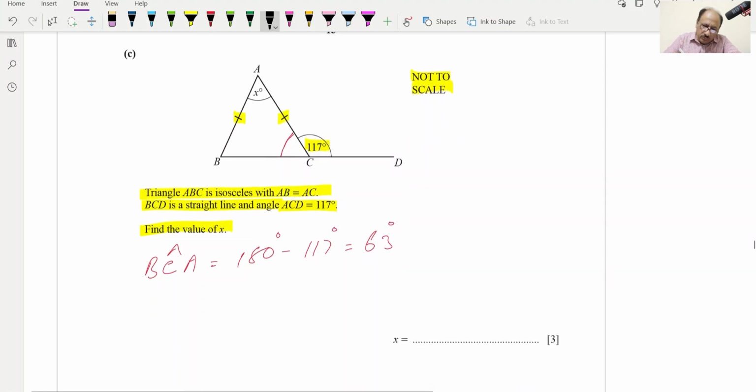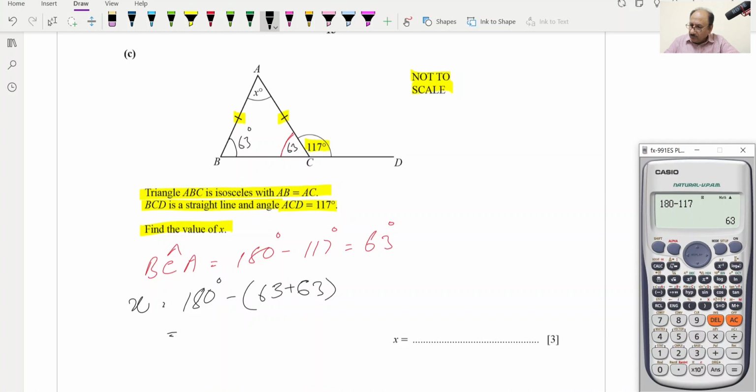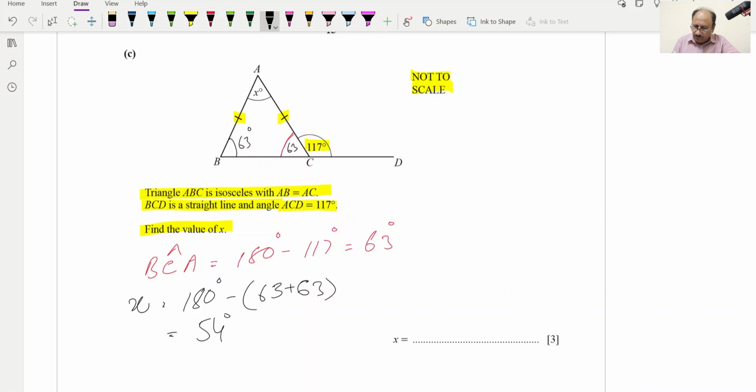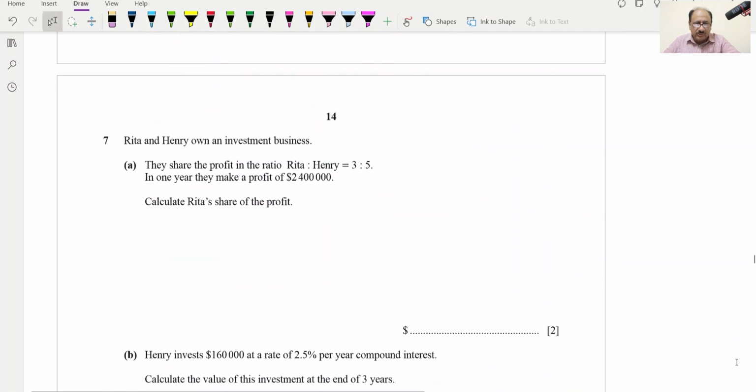Now we know this is 63, this one also 63. So x will be equal to what? 180 degrees minus (63 plus 63), and this is equal to 54. So this is equal to 54 degrees. This is the 3 marks part, which we have done. Now we can move to question number 7.